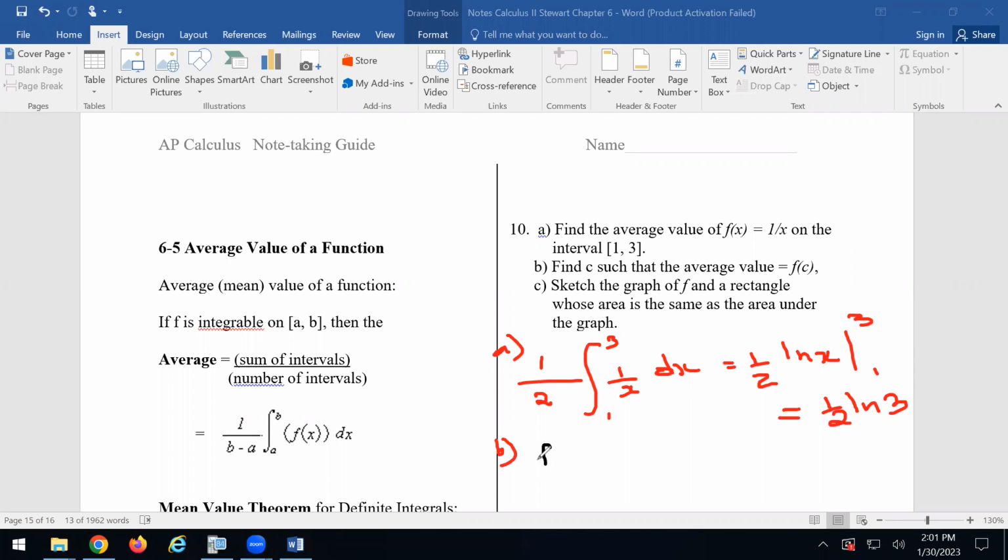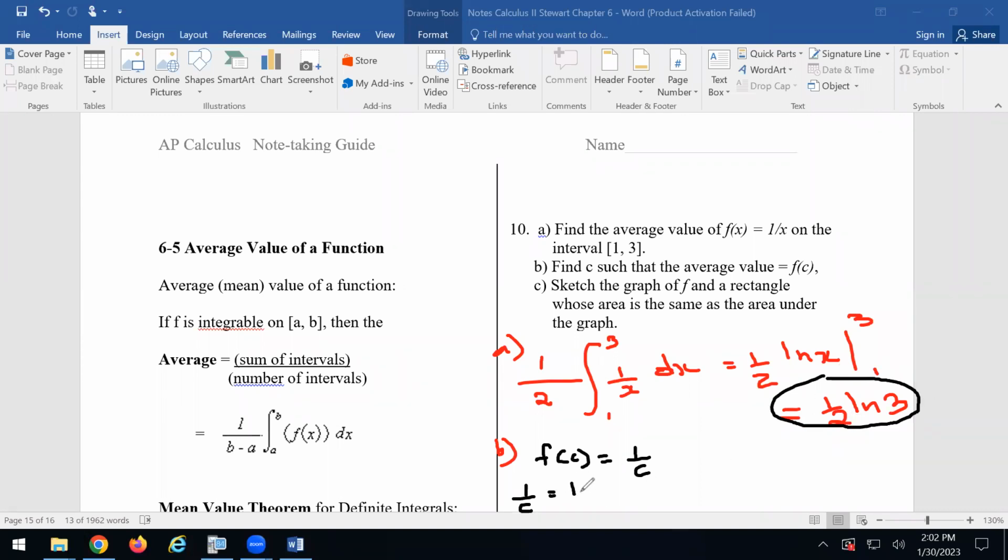Now let's see what f of C is equal to and then equate them and see what we get. F of C is plug C into the function. That would just be 1/c. Remember that f of x is 1/x. So f of C is 1/c. So it means that 1/c, which is the average value, must be equal to this result that you got. So let's set up the equation and solve.